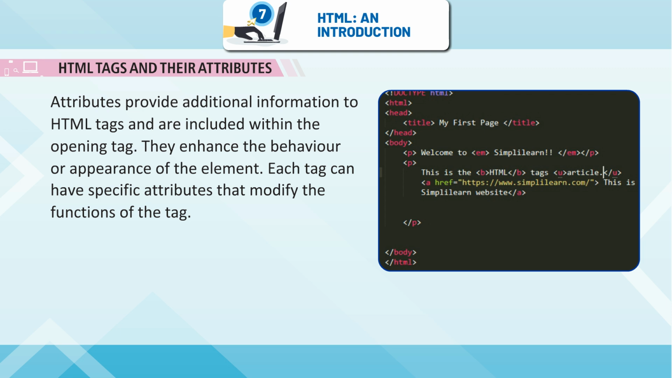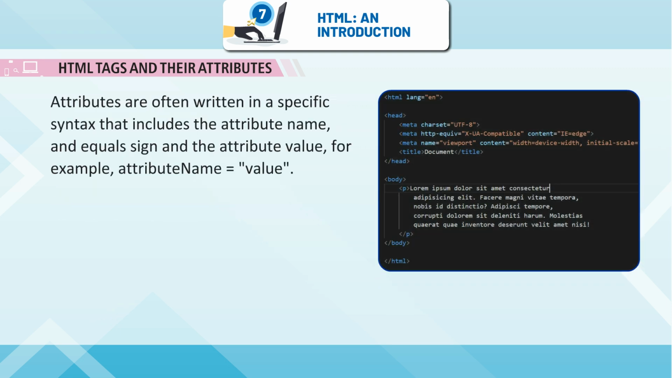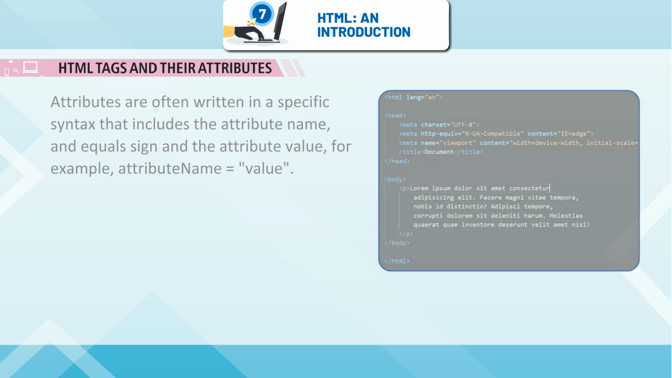HTML tags and their attributes. Attributes provide additional information to HTML tags and are included within the opening tag. They enhance the behavior or appearance of the element. Each tag can have specific attributes that modify the functions of the tag. Attributes are often written in a specific syntax that includes the attribute name, an equal sign, and the attribute value. For example, attribute name equals value.